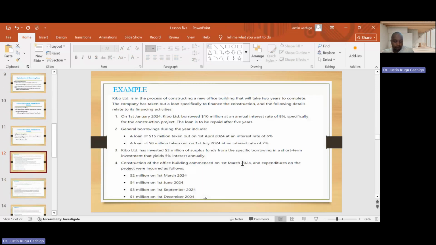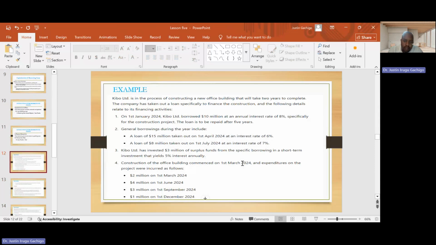An example, I.GACHIGO Limited is in the process of constructing a new office building that will take 2 years to complete. The company has taken out a loan specifically to finance the construction, and the following details relate to its financing activities. On 1st January 2024, I.GACHIGO Limited borrowed 10 million at an annual interest rate of 8%, specifically for the construction of the project. The loan is to be repaid after 5 years.